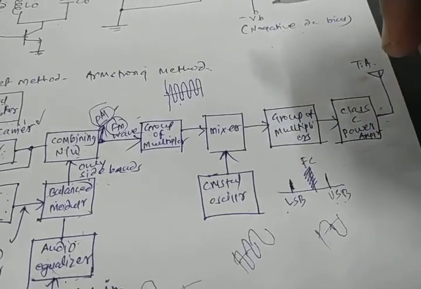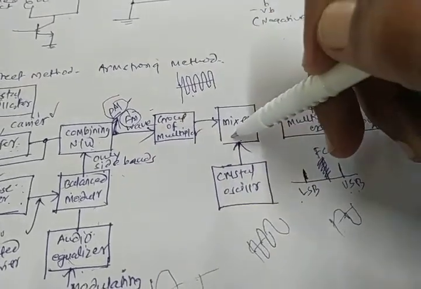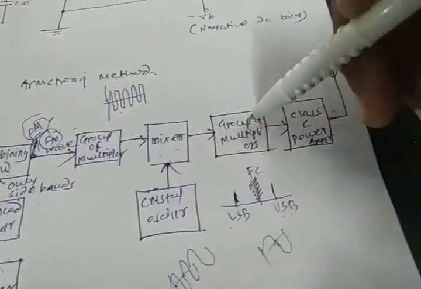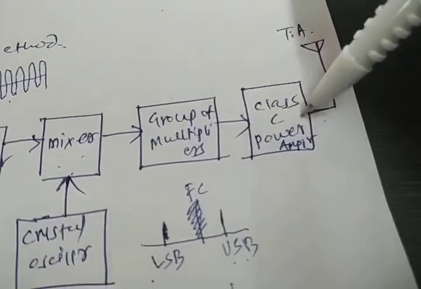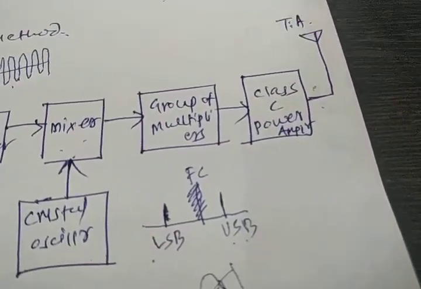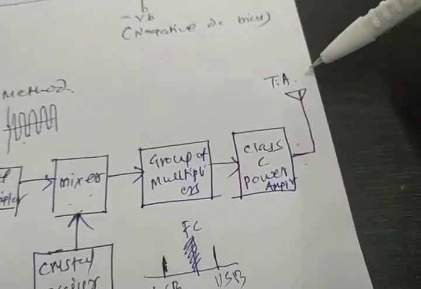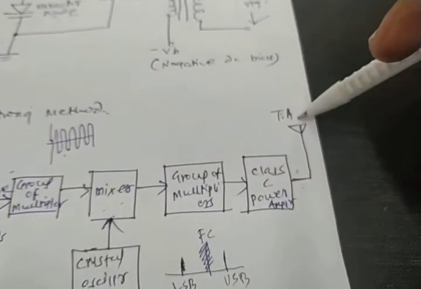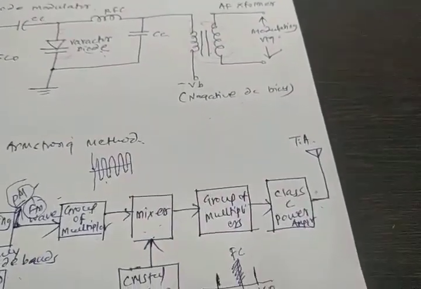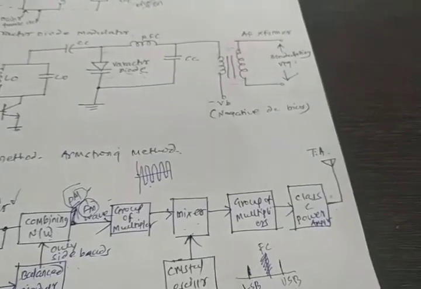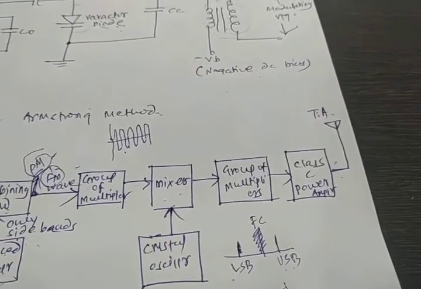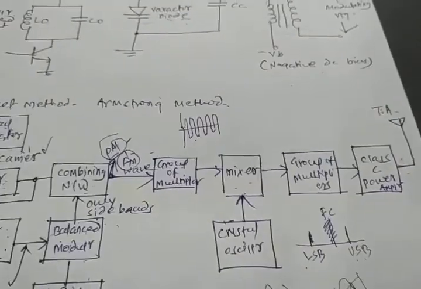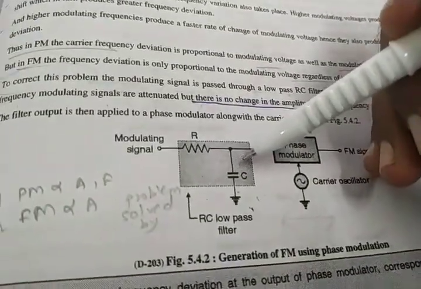The crystal oscillator is properly added, and some signals will be coming. With respect to this, the mixer generates the proper value to transfer again to the group of multipliers. Lastly, the class C power amplifier we use to increase the strength of the signal, because now we can transfer this signal towards the transmitting antenna, and then from the transmitting antenna directly into free space. So you can observe that the class C power amplifier works to increase the strength of that signal.